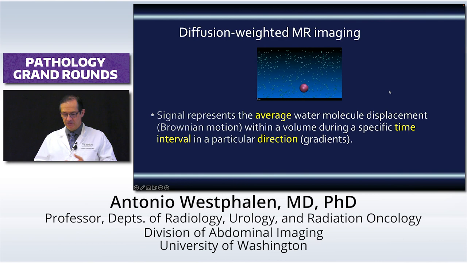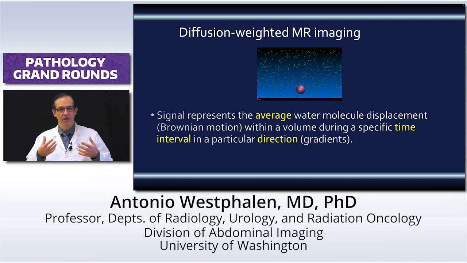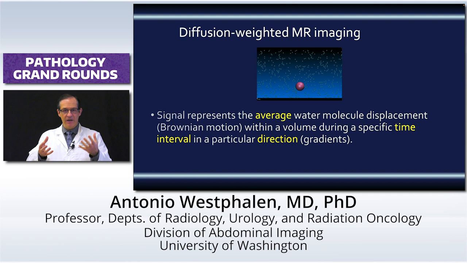Now, diffusion-weighted MR, it's a different approach. What we're looking at is the average motion of water molecules, basically. So we have this Brownian motion, and if you have a glass of water and you put water in there, those molecules will be moving freely because the space is huge, right? It's a glass of water.